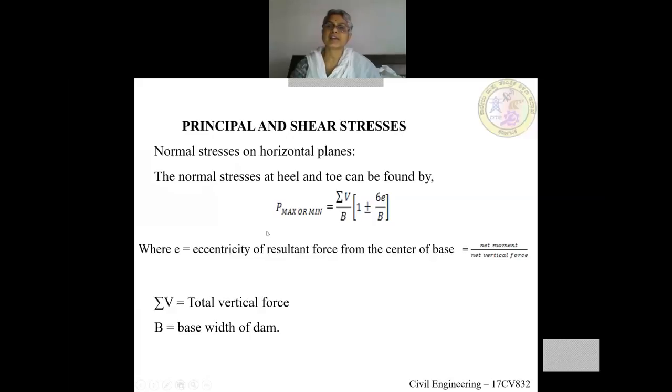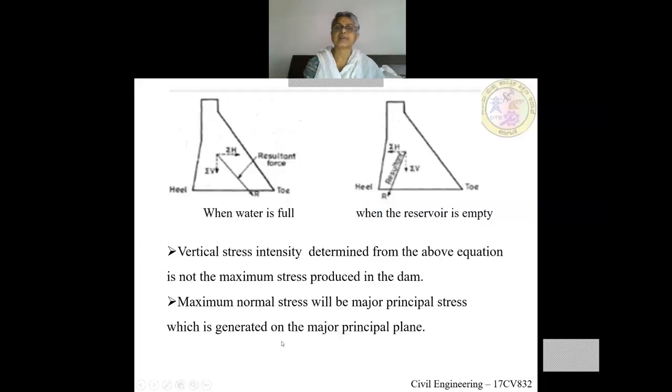Again, this is the eccentricity of the resultant force from the center of the base, which is given by the net moment divided by the net of vertical forces, that is sigma V, and this is sigma M, the net moment. Net moment is nothing but the difference between the overturning moment and the resisting moment, sigma R minus sigma M naught, if you take moment about the toe. We will work a numerical problem on this, so you will understand it better.